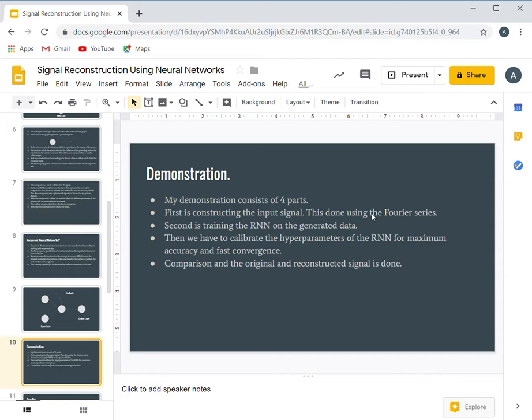Second is training the RNN on the generated data. I have created around 50,000 instances of different points and calculated the values for them to train the data. Then we have to calibrate the hyperparameters of the RNN for maximum accuracy and fast convergence.